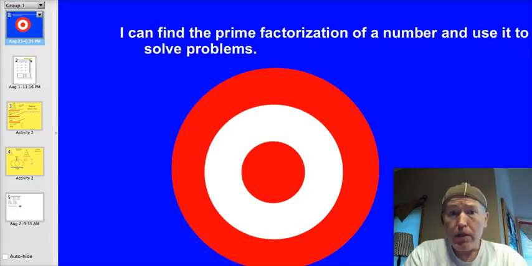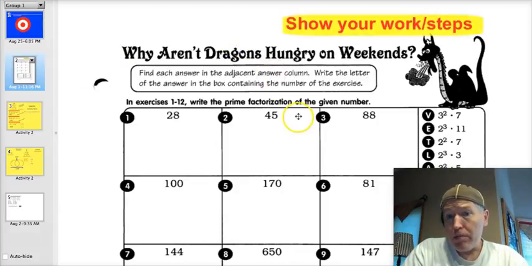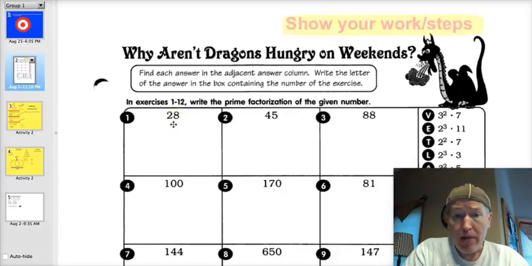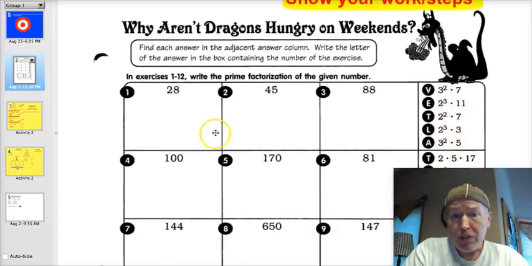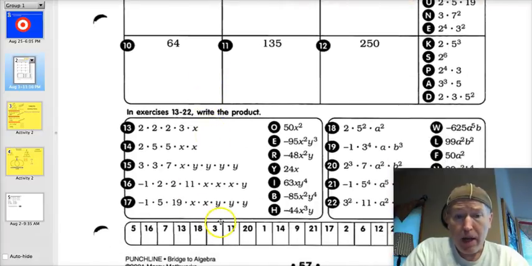Today we're going to be using prime factorization to solve a number of problems. And as always, we'll be using a worksheet, one of these puzzle worksheets. The beginning part is pretty simple. You just have to find the prime factorization of a given number, match it up with a letter that equals the answer, and then paste it in down here at the bottom.